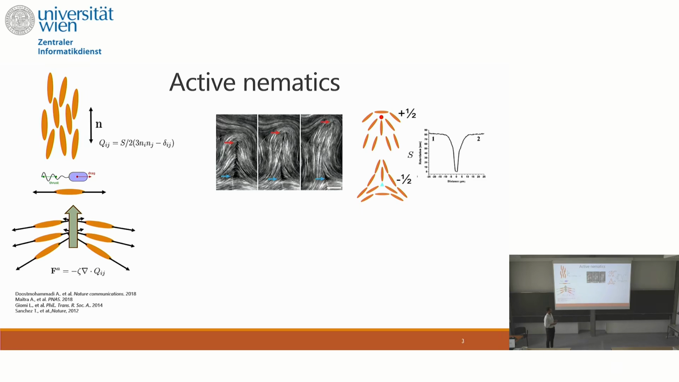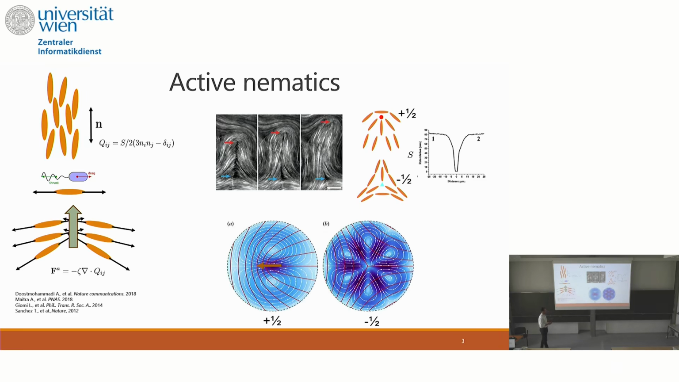Okay, and now if we use this active force and calculate the velocity profile around plus and minus 1/2 defects, which are the most common ones in active nematics, that's why I will mostly be picturing them, we see that the plus 1/2 defect can self-propagate, and the minus 1/2 doesn't self-propagate because of this threefold symmetry.